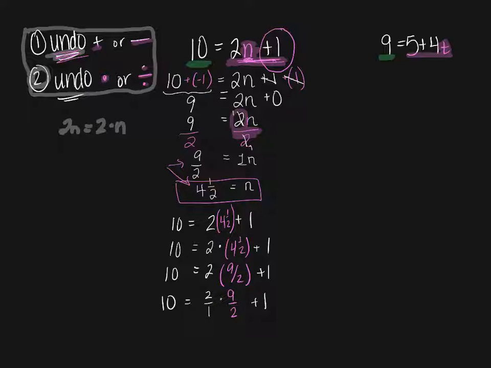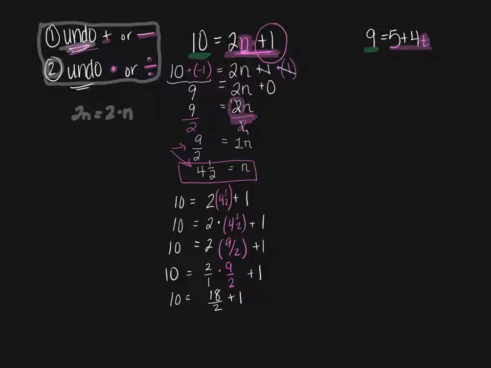Keep writing down. You should have exactly what I have on your paper. Write with pink. It should help. All right, remember that 10 equals 2 times 9 is 18 over 2 plus 1. Well, 10 equals 9 plus 1. Is this true? Yes, it is. That means that my answer is the correct solution. No other number is going to satisfy this answer and work for this equation.